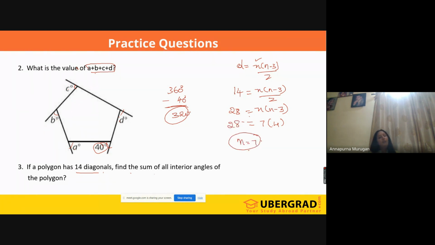7. So if n is 7, it is a heptagon, and we know that heptagons we had previously found. So what is the sum of the angles? N minus 2 into 180 degree. That is 7 minus 2 into 180 degree. So heptagon, sorry. So it is 5 into 180 degree, which is nothing but 900.